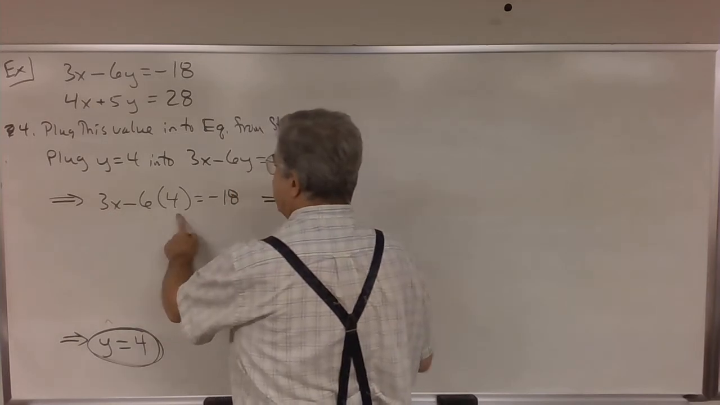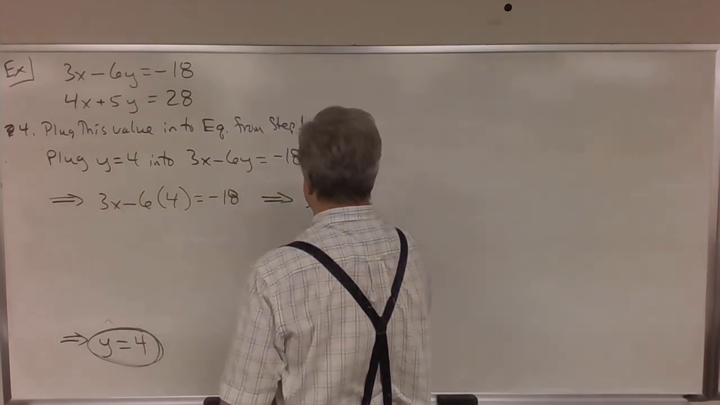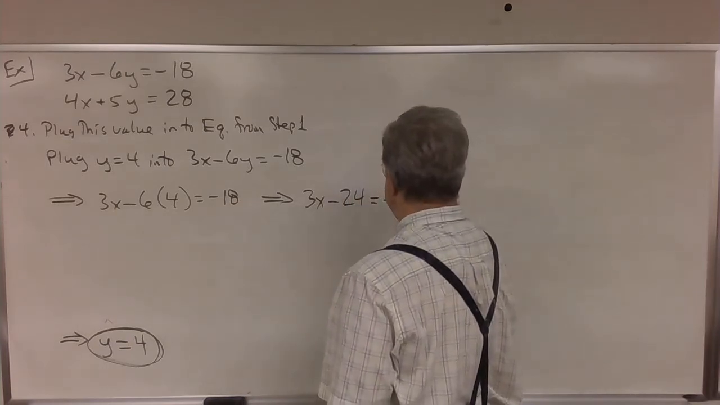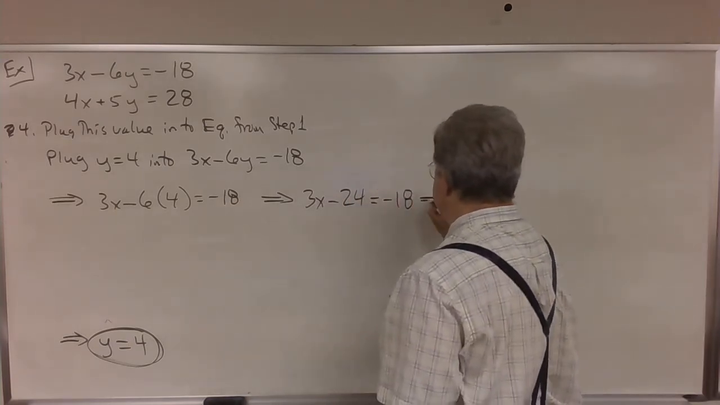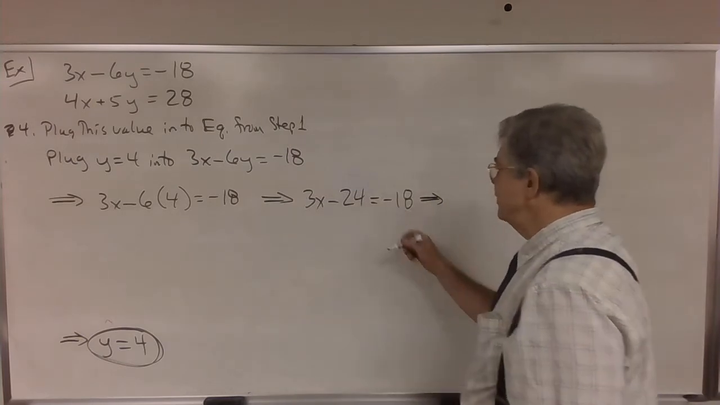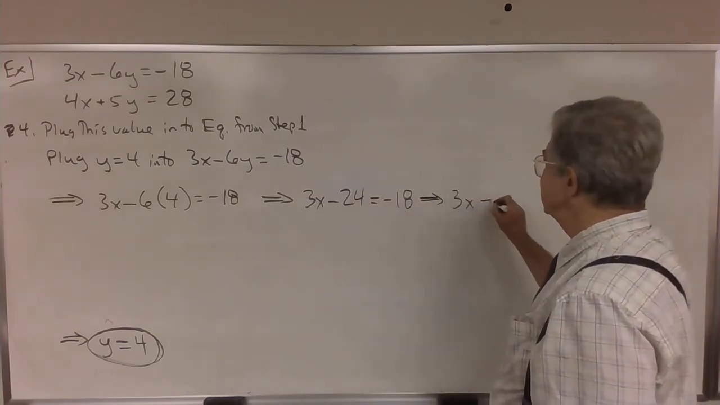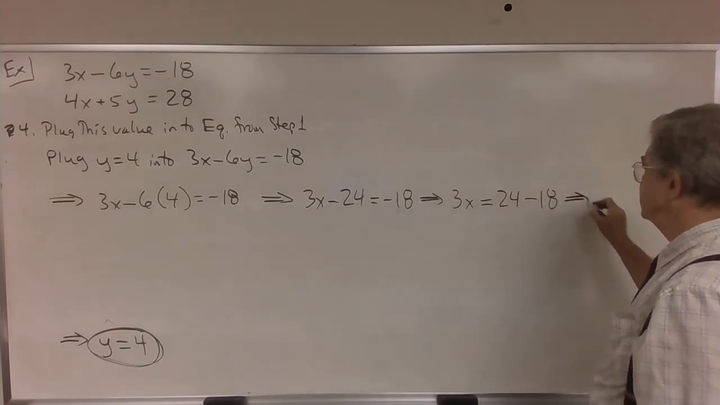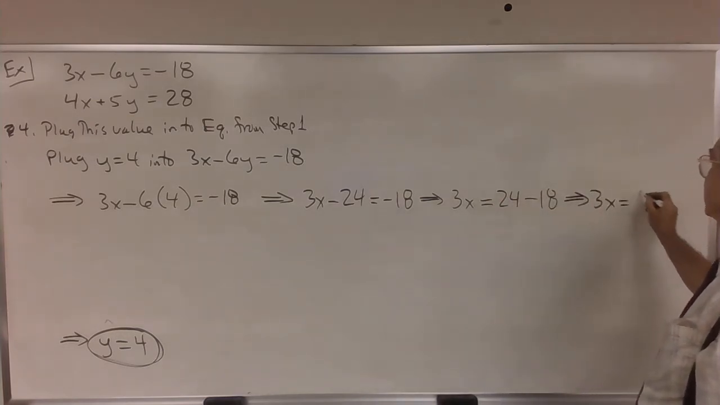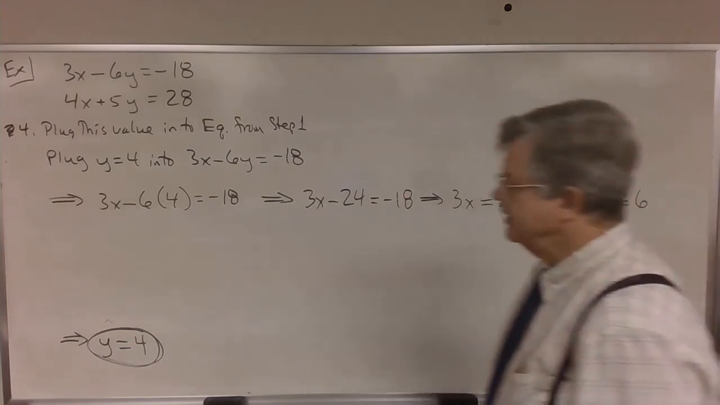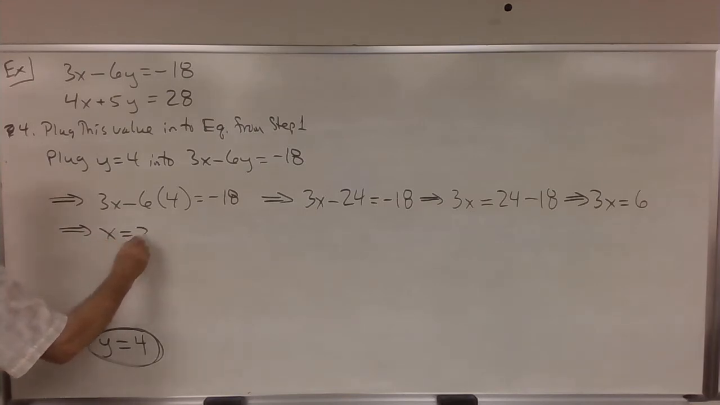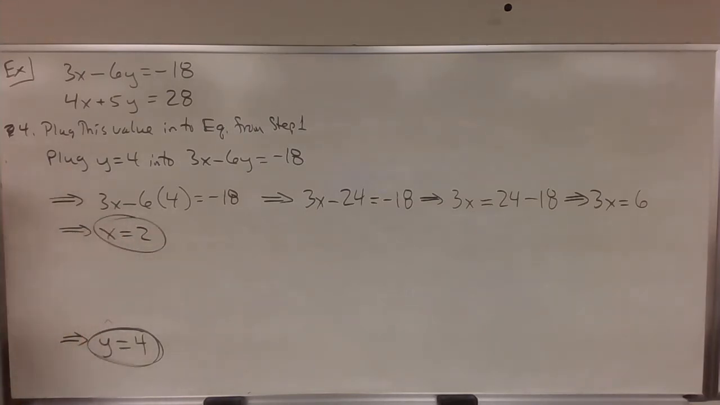So 3x minus 24 equals negative 18. Add 24 to both sides. I have 3x equals 24 minus 18. 3x equals 6. So that means x equals 2. That's our other part of the solution.